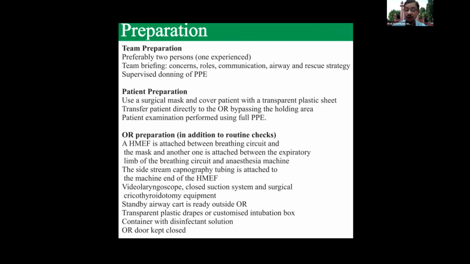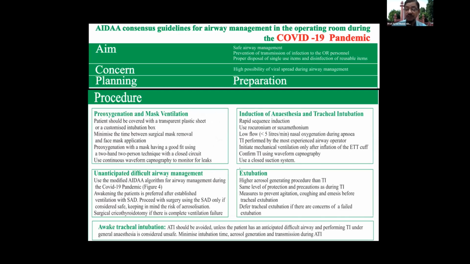And in the operating room, obviously you need to use an HME filter, which should be attached between the patient's mask and the breathing circuit, and at the same time towards the ventilator as well. Side stream capnography is better and should be used, and a video laryngoscope with a closed suction system should be used, and a standby airway cart should always be there. Now, IDA recommends that at least 2 people should be intubating these patients, 1 or 2 experienced persons, and the third person should be outside that room, monitoring these patients continuously. So whenever help is needed, he will be there helping. This is how IDA has given a chart or an algorithm format.